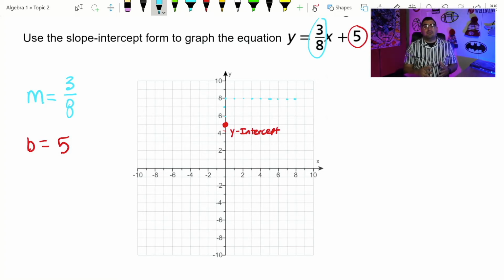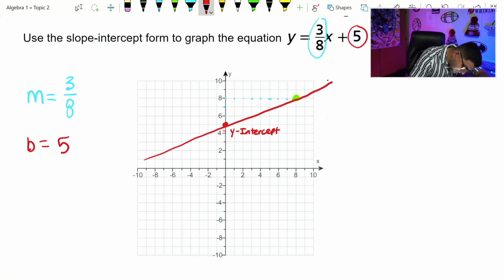Now all I need to graph a line are 2 points. And I can draw an infinite line that connects those 2 points. So once I've climbed 3 and gone to the right 8, I can go ahead and mark my second point, and this is a point that I found by using my slope. And all I need to do now is connect those points to see what my line looks like. And this would be the line for the equation y equals 3/8 x plus 5.